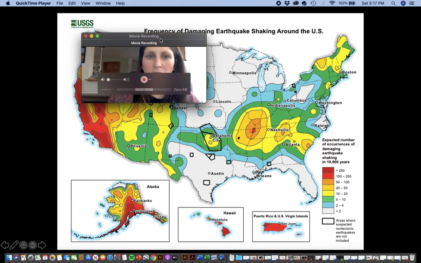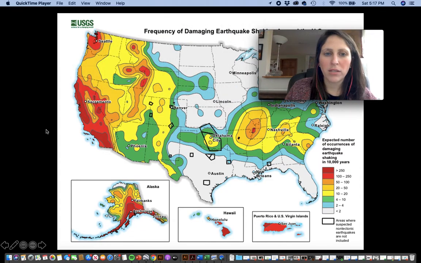Okay, and so this is where we get all of our earthquakes, right? Mostly on the west coast, definitely in Alaska, but we do have a small pocket of intraplate earthquakes happening.